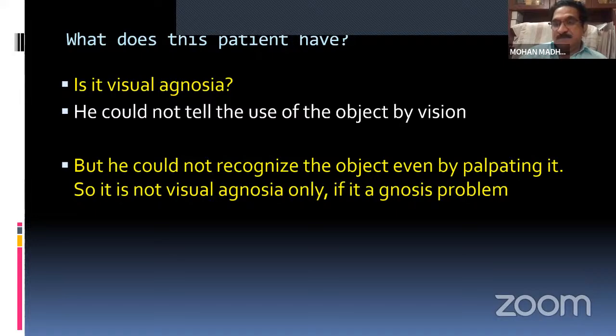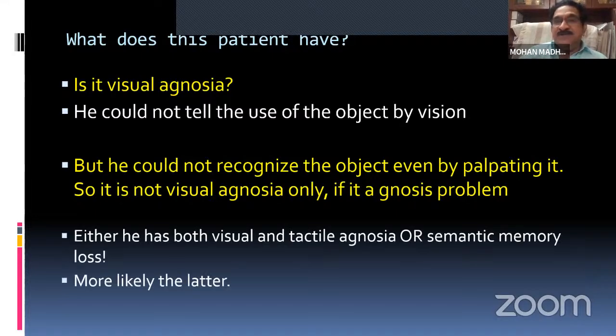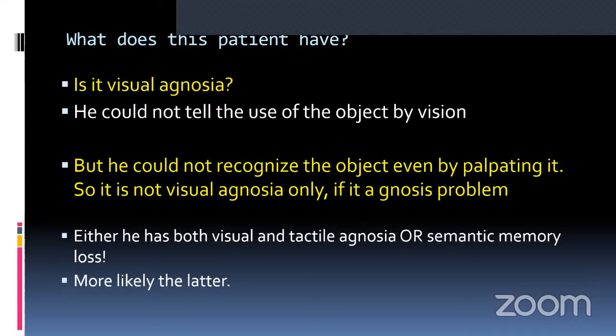Either he has vision and tactile agnosia, or a semantic memory loss, as Swami was telling. If he is unable to recognize an object through various sensory modalities, by touch, hearing, or vision, it is more logically likely to be a semantic loss rather than agnosia of all three sensory modalities. Most of the cases, it's only during certain times. It's not semantic. If it had been semantic memory loss, then he would not have recognized in the first place.